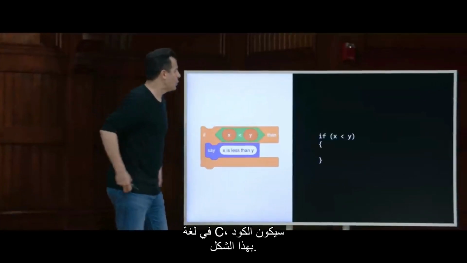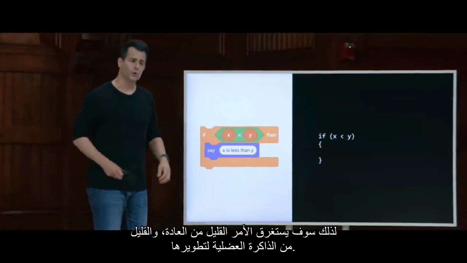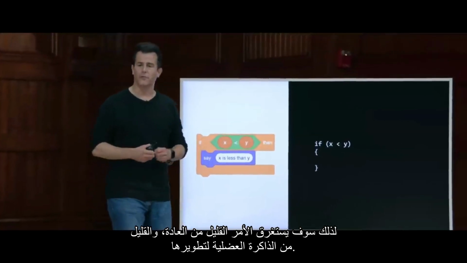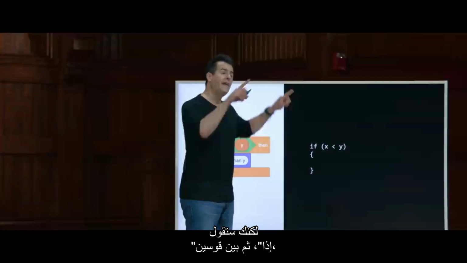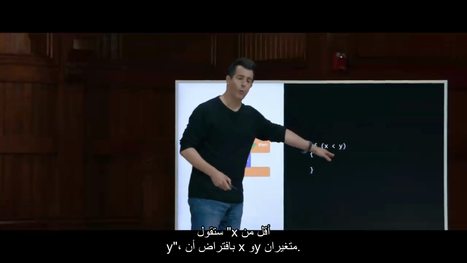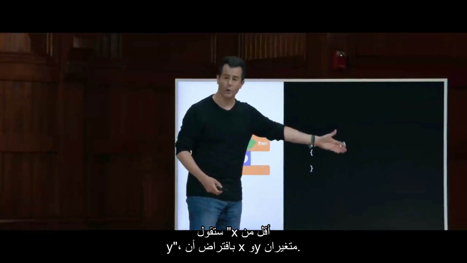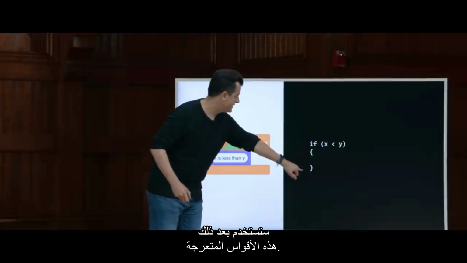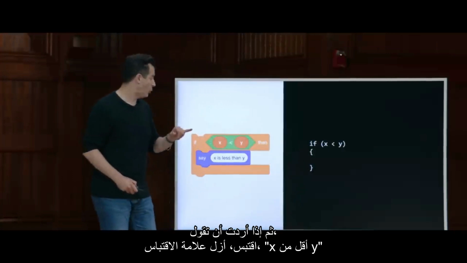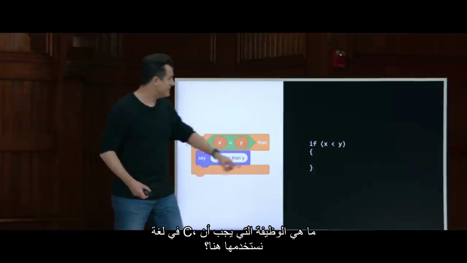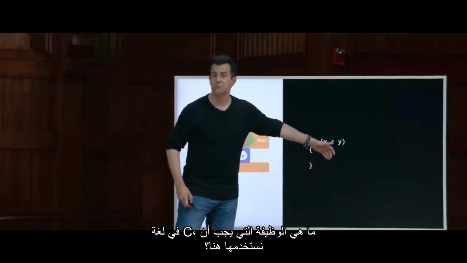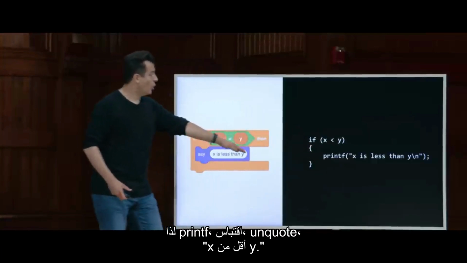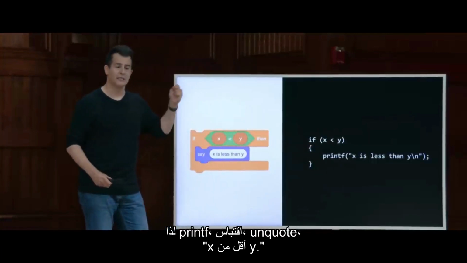In C, the code's going to look like this. So it'll take a little bit of muscle memory to develop, but you're going to say if. Then in parentheses, you're going to say x less than y, assuming x and y are variables. You're then going to use these curly braces. And then if you want to say, quote unquote, x is less than y, in C, what function should we use here? Presumably. So printf.